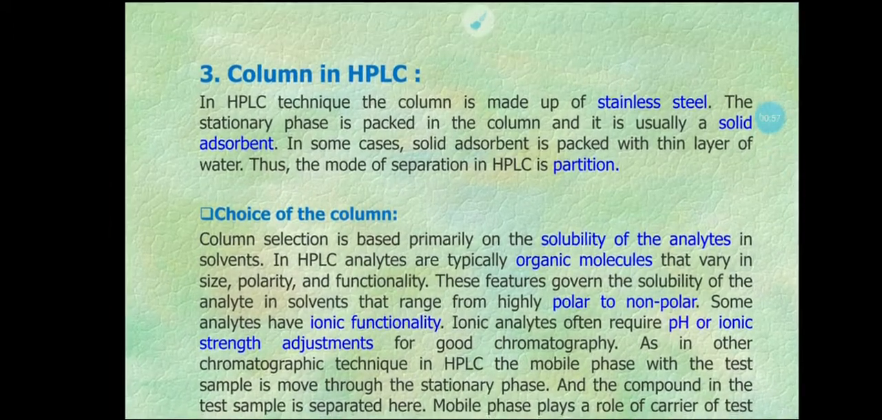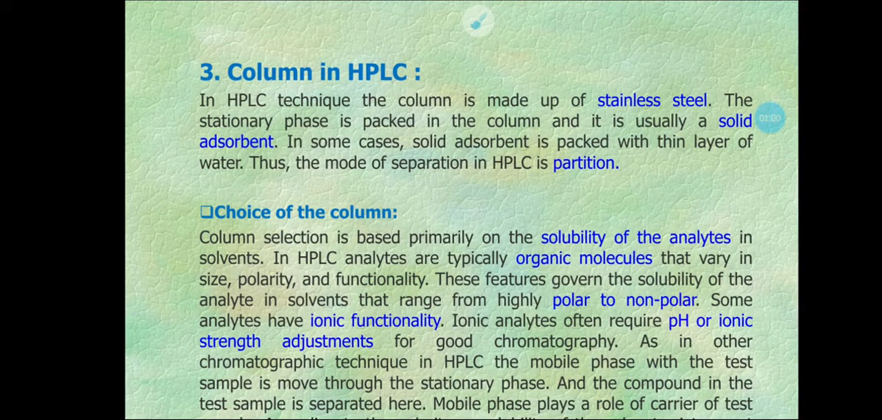Now in this lecture we will see the third instrumentation part, that is the column in HPLC. So let us look over it. In the HPLC technique, the column is made up of stainless steel having 15 to 30 centimeter length. The stationary phase is in the packed column, and it is usually a solid adsorbent. In some cases, the solid adsorbent is packed with a thin layer of water. Thus, the mode of separation in the HPLC technique is partition coefficient. That means the analyte is distributed between the stationary and mobile phase through the partition coefficient.